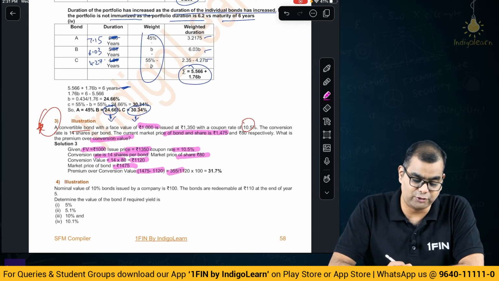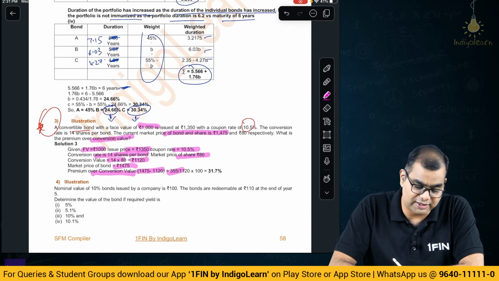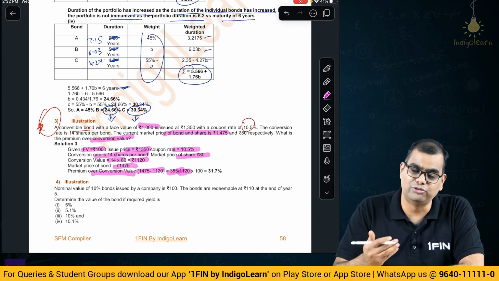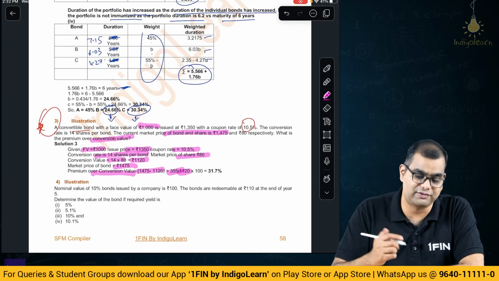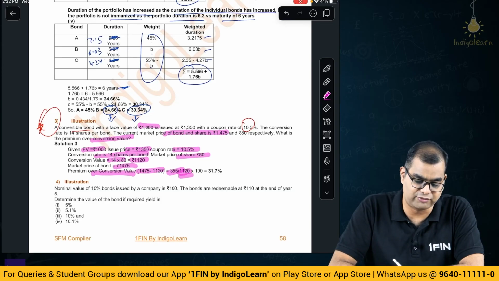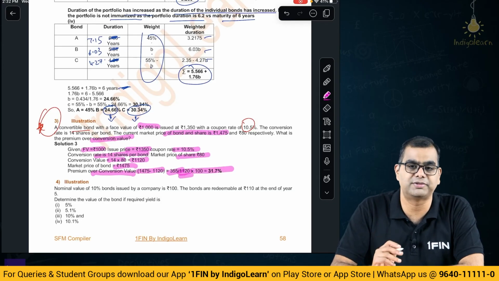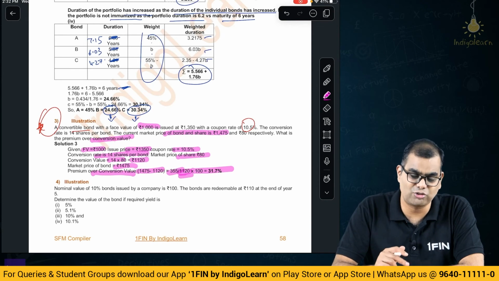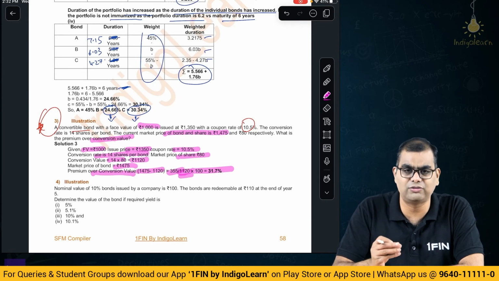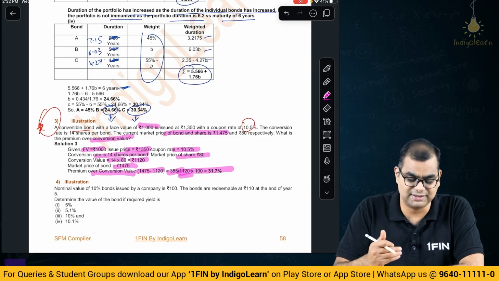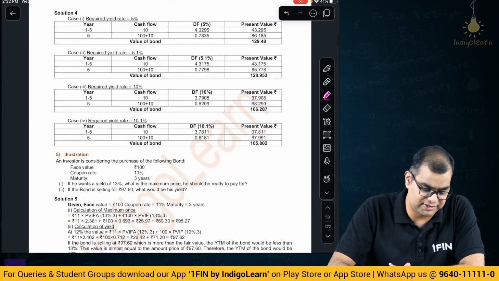So, 355 rupees. When you compute premium over conversion value, you look at the conversion value, which is 1120. So, 355 by 1120 into 100, you get 31.7%. Now, this is a very simple problem. Let us look at a slightly advanced problem, where you will learn new terms. Again, when I say advanced, there is nothing really fancy in this. It is a very, very simple one.